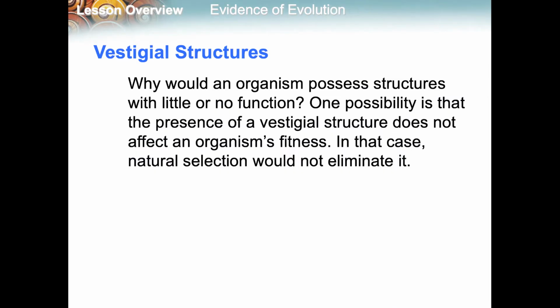So why do we have vestigial structures even though there's little to no function? Well, the presence of the vestigial structure doesn't affect an organism's fitness. So us having those ear muscles or having an appendix or tonsils or anything like that, it doesn't really affect us until something goes wrong with it. So in that case, natural selection doesn't eliminate it, but over time there are things happening.